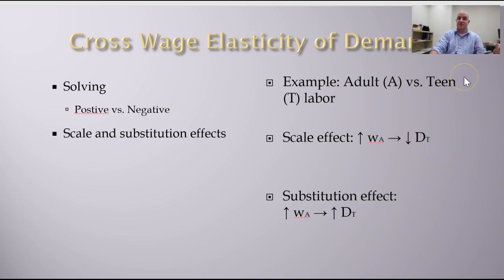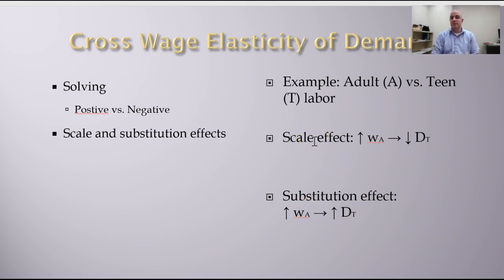So the percentage change in employment demand for teens divided by the percentage change in wage for adults. If the wage of adults goes up, there are two effects. First, let's look at the substitution effect, and that's the simplest. The wage of adults goes up, it becomes more expensive to employ adults, so you're going to employ fewer adults and substitute more teens. So from the substitution effect, if the wage of adults goes up, the demand for teens is going to go up.